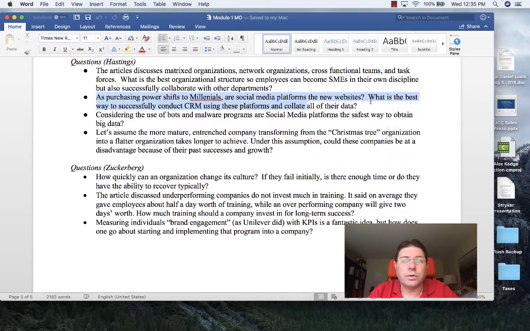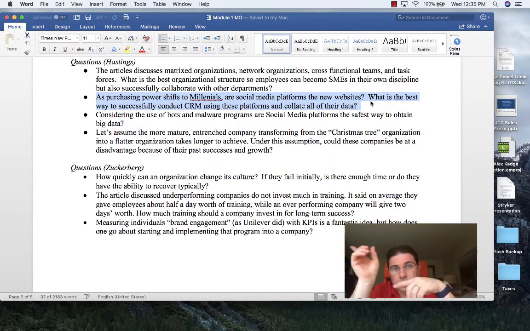As purchasing power shifts to millennials, it's already shifted to the millennials, our social media platforms and new websites. What is the best way to successfully conduct a CRM using these platforms to collaborate this data? Okay. The second half of this question, I'm not going to directly answer because we're going to probably do this in the next module. We do SAT, loyalty, and CRM all in the next module. Okay?